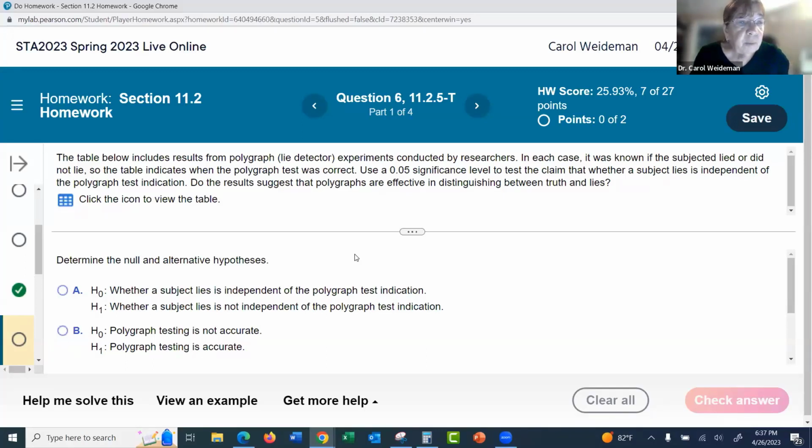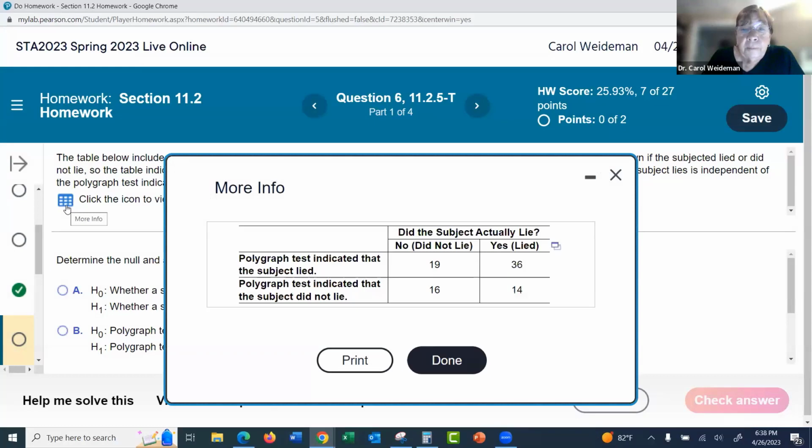So we have the table below, which includes results from polygraph lie detector experiments conducted by researchers. In each case, it was known if the subject lied or did not lie, and the table indicates when the polygraph test was correct. You can open up the table here. Now I'm going to show you how to do this work in StatCrunch.